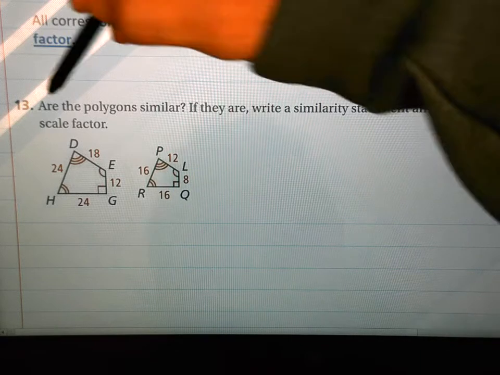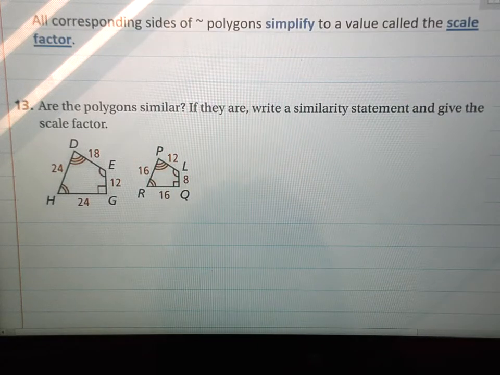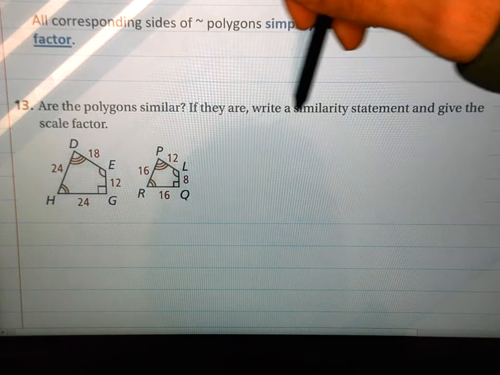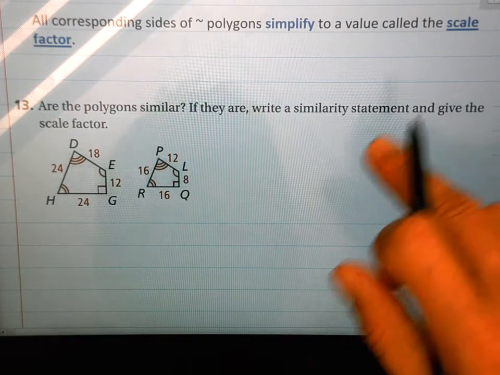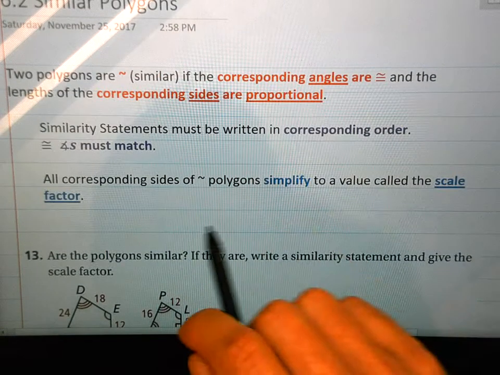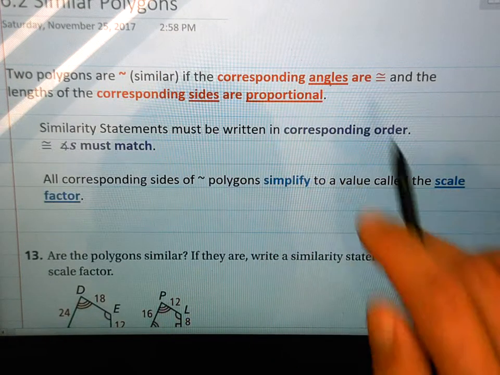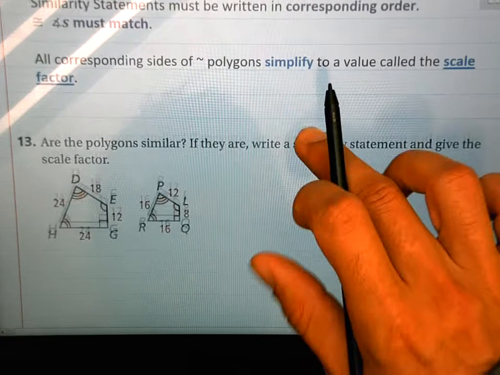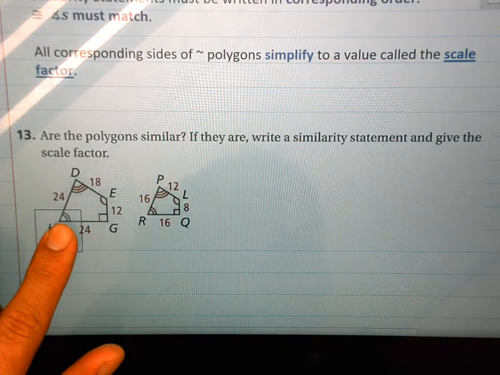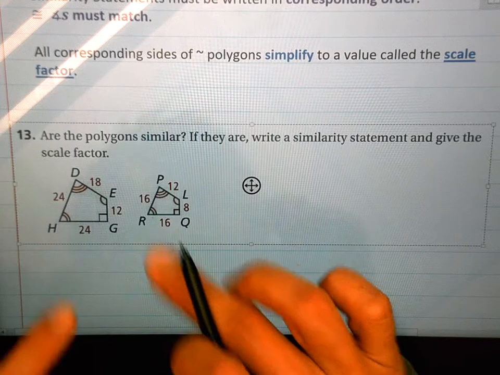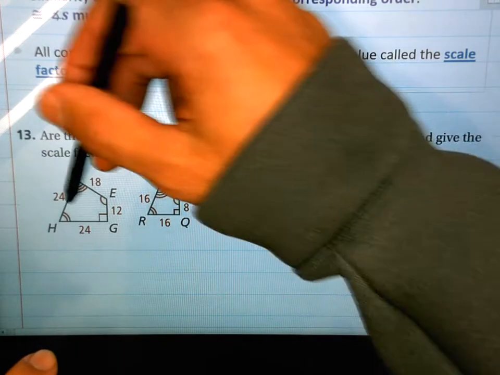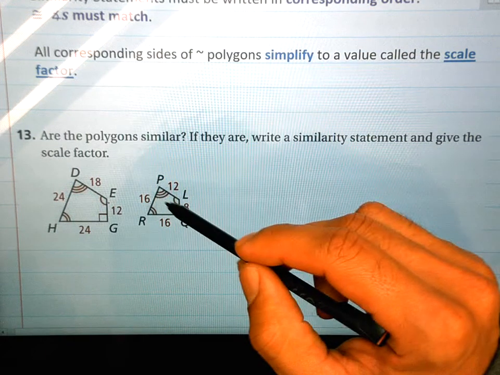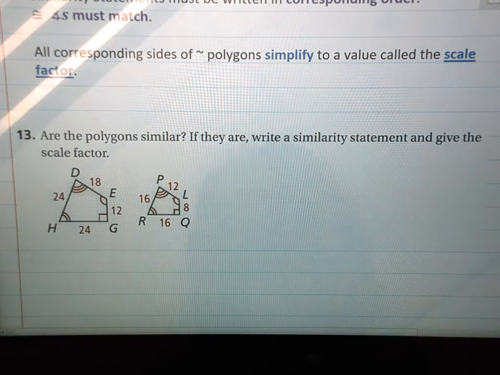What we look at: are the polygons similar? This is number 13. If they are, write a similarity statement and give the scale factor. Well, how do we know if things are similar? They're similar if the corresponding angles are congruent. Let's look. Double arc, these two things match. Triple arc, it means those are congruent. Single arc, congruent. Right angle, congruent. All the angles match. Perfect.